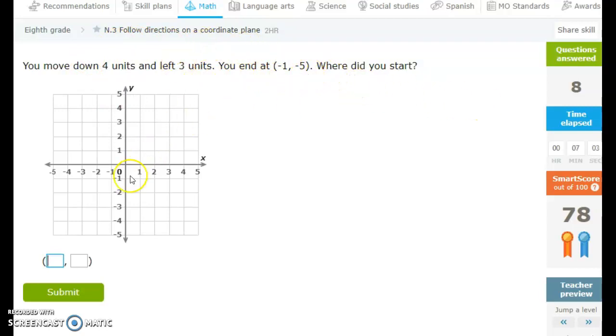So let's see where I ended. I ended at negative 1, negative 5 right here. But I had to go down 4 units, so the opposite would be up. 1, 2, 3, 4. And 3 units to the left, the opposite would be right. 1, 2, 3. So where did I start? I started at 2, negative 1.